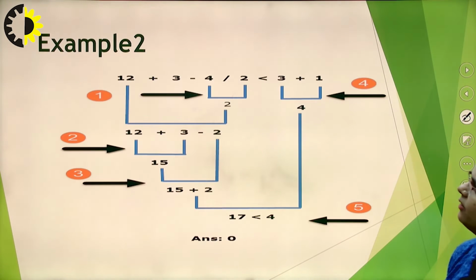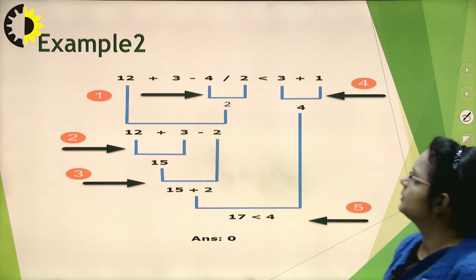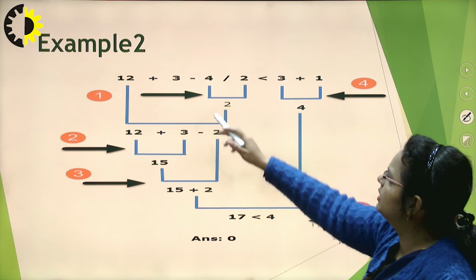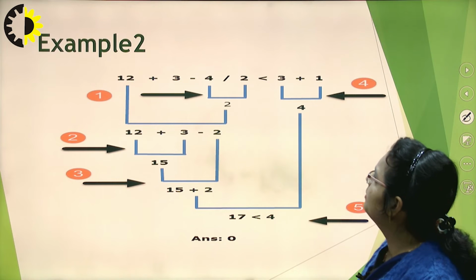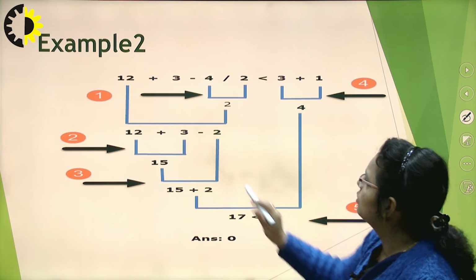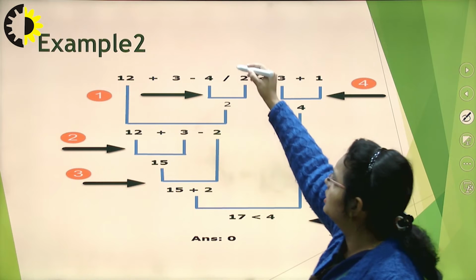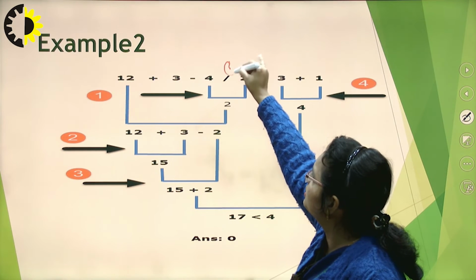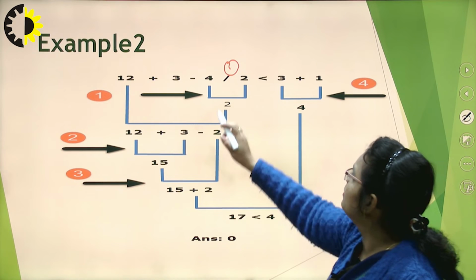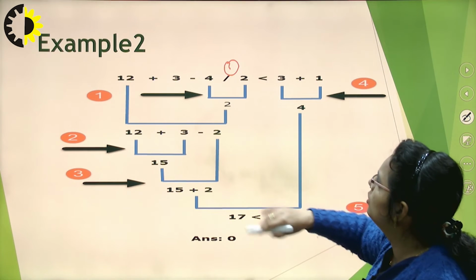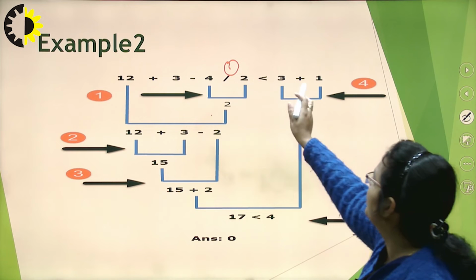We have another example as well. Let us say in this we have the operators plus, minus, division, less than, and plus 1. See, we know that division has the highest precedence. So first of all, the division would be evaluated, and after that plus and minus have the next precedence. So plus, minus, and this plus.